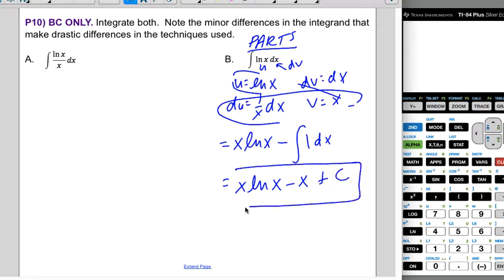So that's parts. And that's great. This one is u-sub. The problem is that the only possible candidate is u equals x. No, that never helps, right?